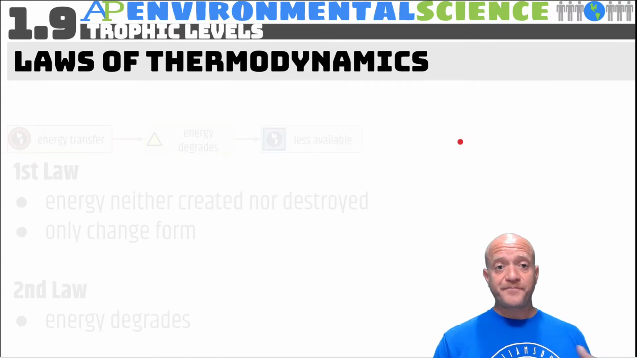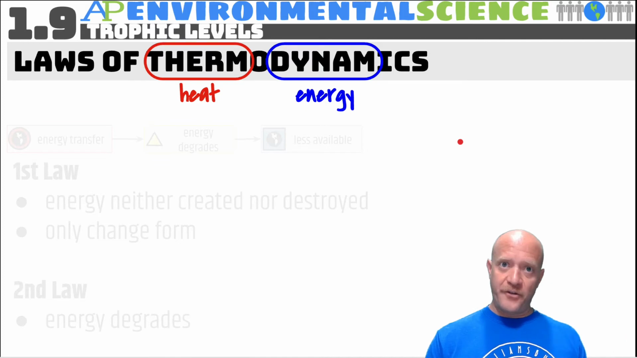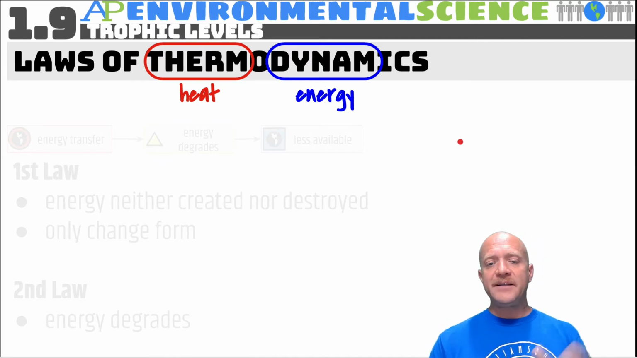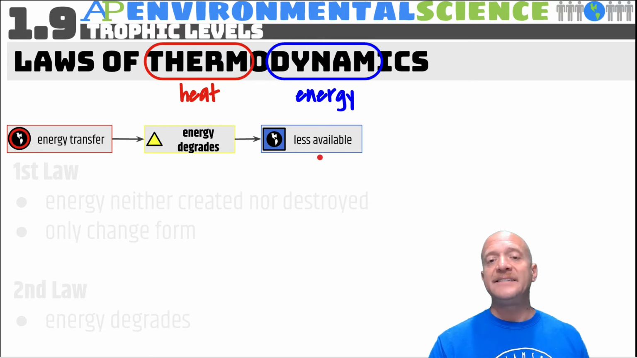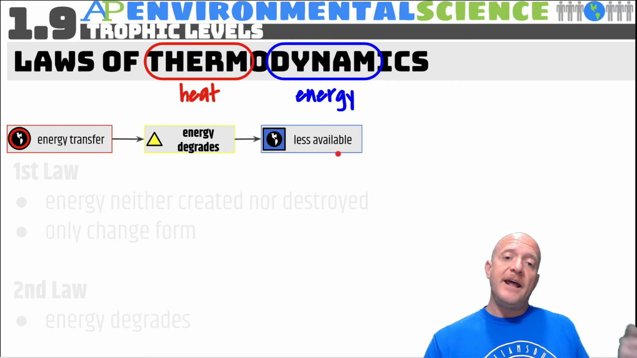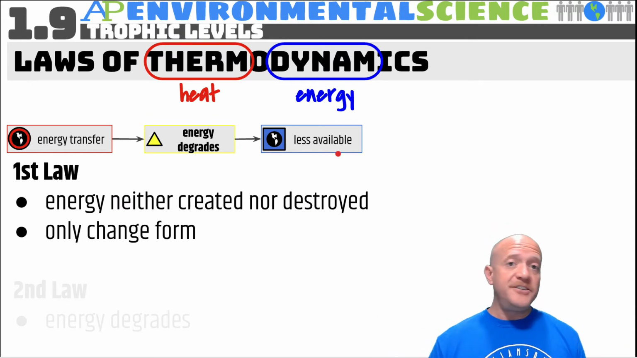Okay? Now, when we're talking about laws of thermodynamics, well, what does thermodynamics mean? Well, it means heat. Thermo means heat. Dynamics refers to energy. So dynamite, if something is dynamic, it has energy, it's moving. So thermodynamics refers to heat and energy. So whenever energy transfers, it degrades, which means that less is available for other sources. Now, the first law of thermodynamics, and this is something you just have to know, is that energy is neither created nor destroyed. It only changes form.